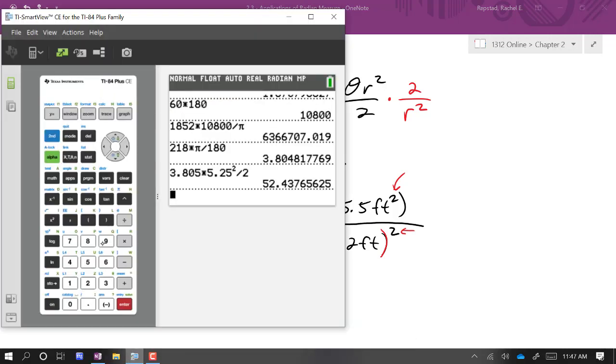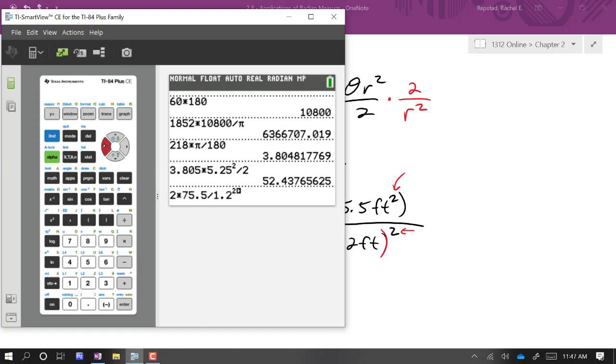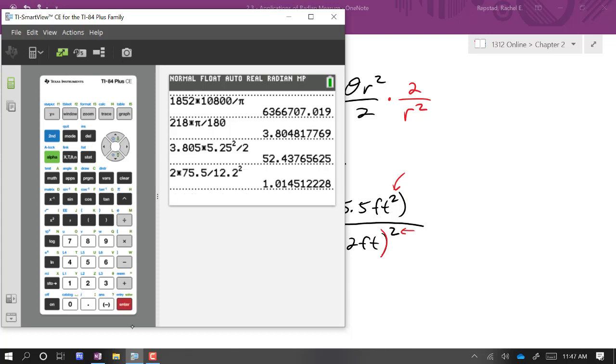So when we work this out, we have 2 times 75.5. That's not being squared. And we're dividing it by 12.2 squared. And I get 1.015, that rounds to a 5, radians.